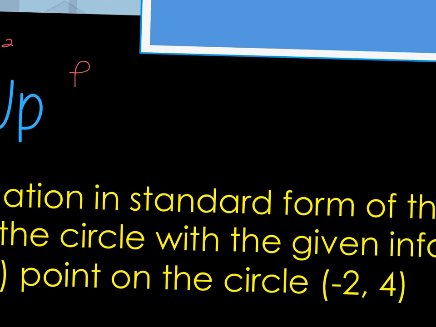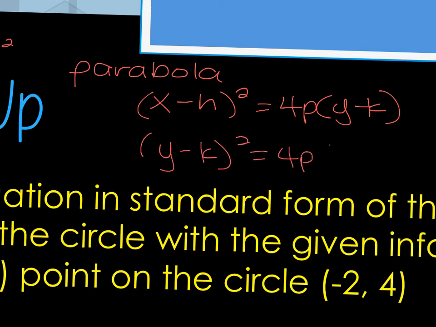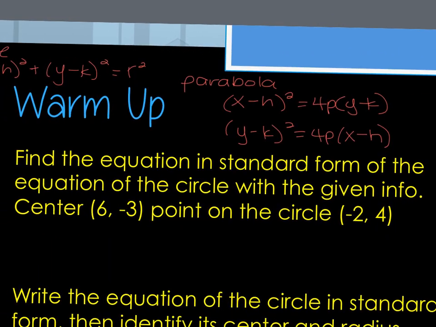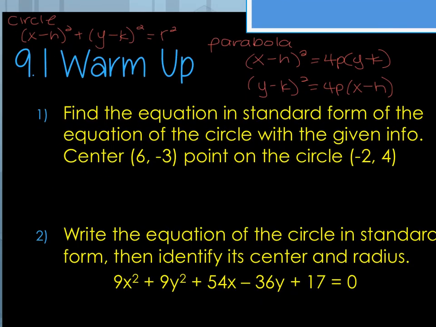There were two formats, one where the vertex was at 0, 0, the origin, and the other where it wasn't. I'm just going to do where it wasn't because you can use that for either. If it was a vertical parabola, then it would be (x - h)^2 = 4p(y - k). If it's a horizontal one, then it was (y - k)^2 = 4p(x - h). If the vertex was at the origin, then my h's and k's would cancel out from that equation.